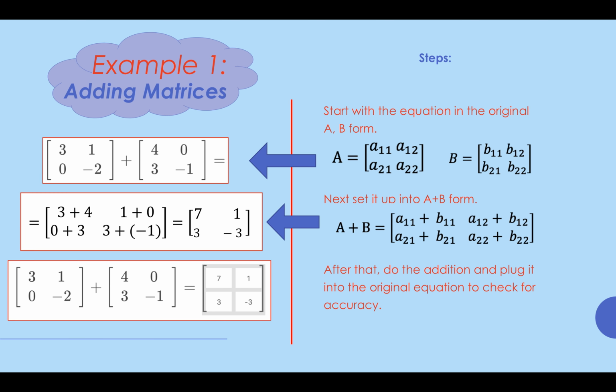Actually, I think I typed this wrong. Did I? I did. This is actually supposed to be negative 2. So negative 2 plus negative 1 is negative 3. Okay, I just put in the wrong number. It is still the same answer. I got that correct. After that, do the addition and plug it into the original equation to check for accuracy, which I did not do when I was making this PowerPoint, so sorry about that.